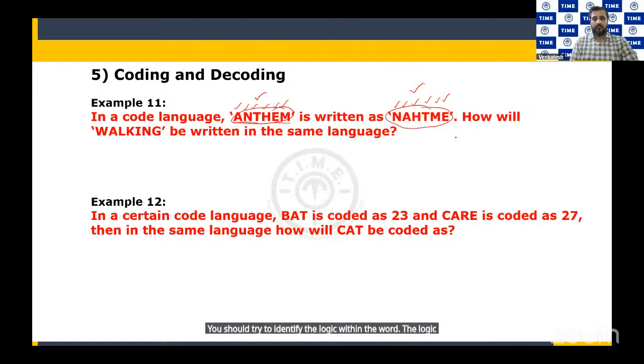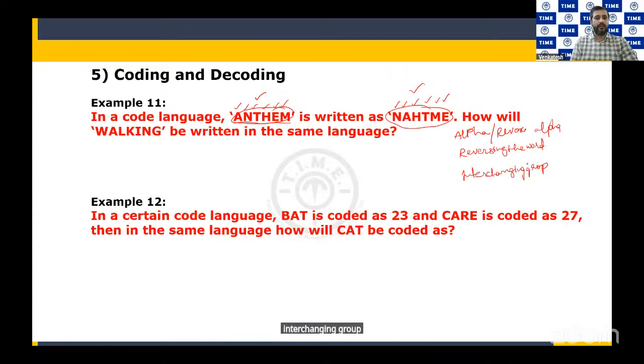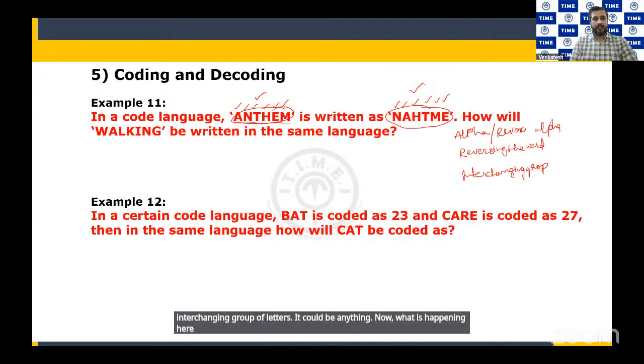The logic could be what? It could be alphabetical order or reverse alphabetical order. It could also be reversing the word, or interchanging groups of letters. It could be anything. Now, what is happening here?